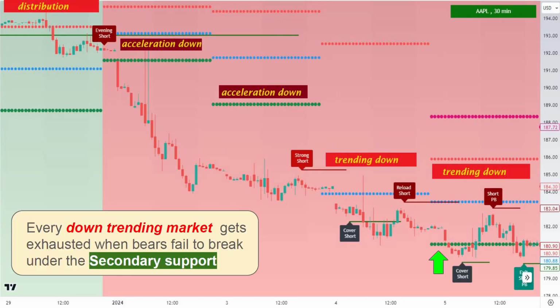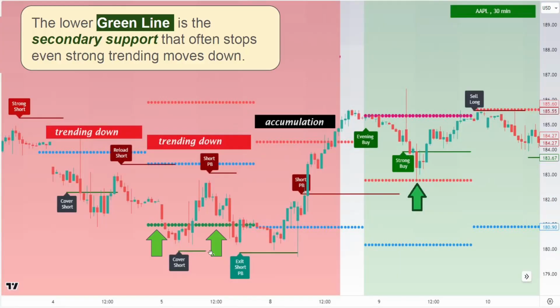Every downtrending market gets exhausted when bears fail to break under the secondary support, and this is exactly what happened on January 5th, 2024 to Apple. Here we see that double failure of bears to break under the secondary support, and look what happened the following day. The following day, Apple spent the whole day inside the range, so from the trending mode, market turned into a range-bound market, and it even broke over the daily resistance.